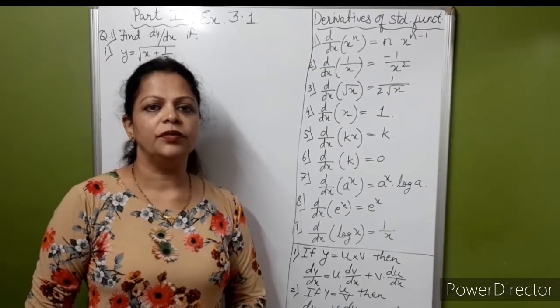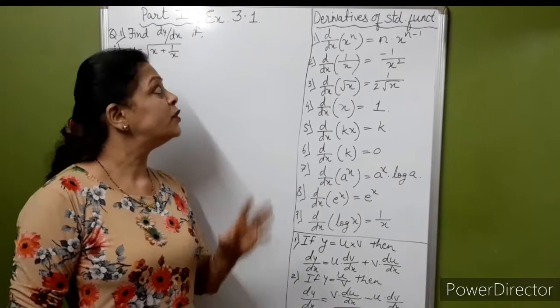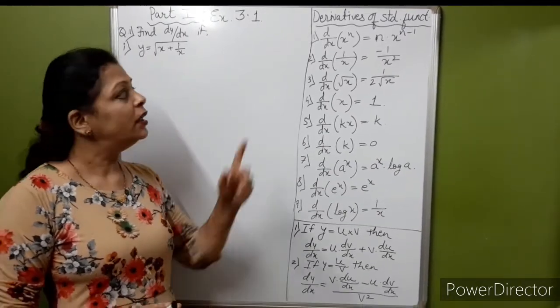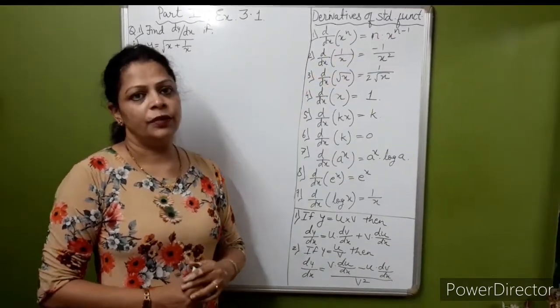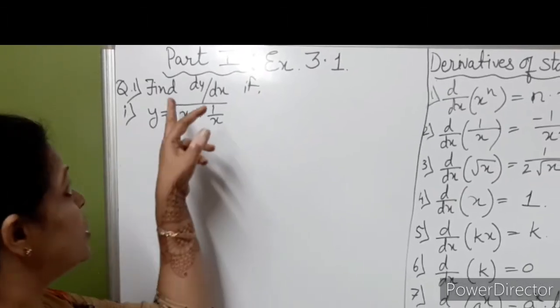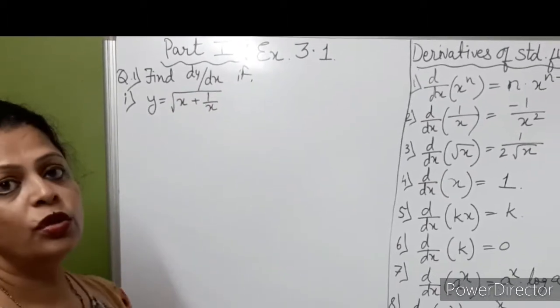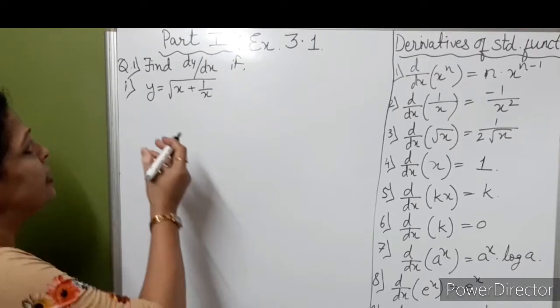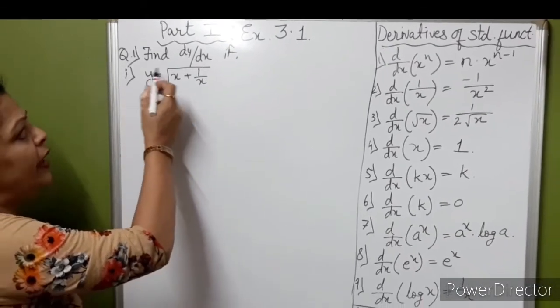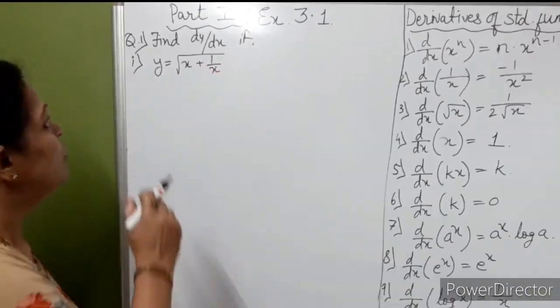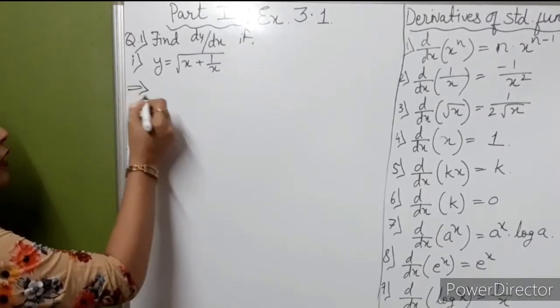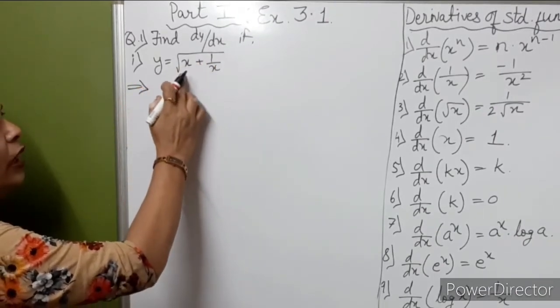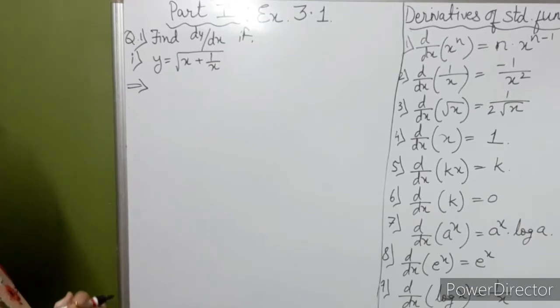In the previous lectures, we have seen the basic concepts of differentiation and the derivatives of some standard functions. Now, today we are going to start with exercise 3.1. So, let us start. Question number 1 is: find dy by dx if y is equal to under root x plus 1 upon x.